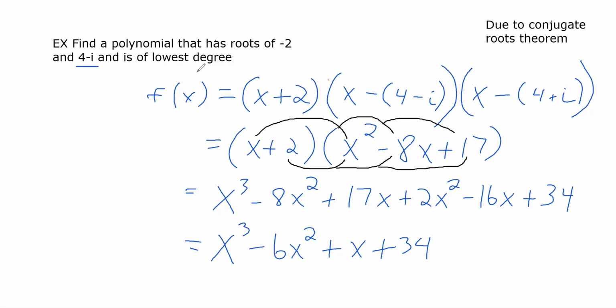So this cubic polynomial has roots of negative 2 and 4 minus i. It also has a root of 4 plus i, and it has to have that as a root. And it's of lowest degree. It's a third degree polynomial. You can't go any lower than that because you have to have at least 3 separate roots in order to achieve everything here.